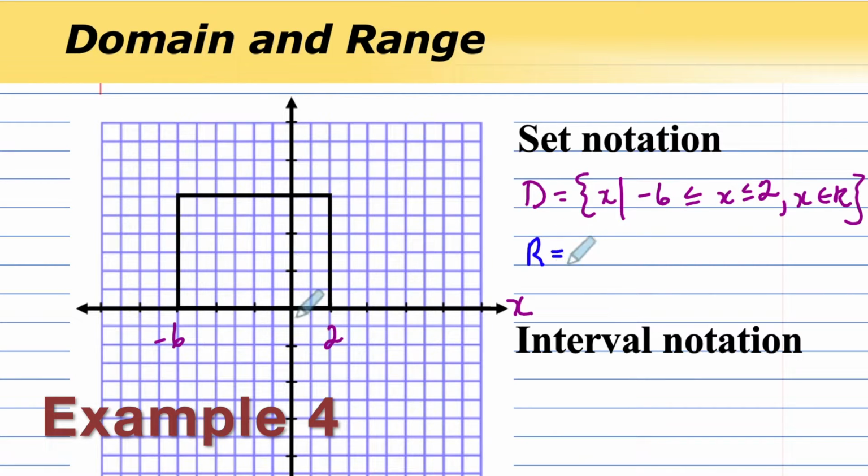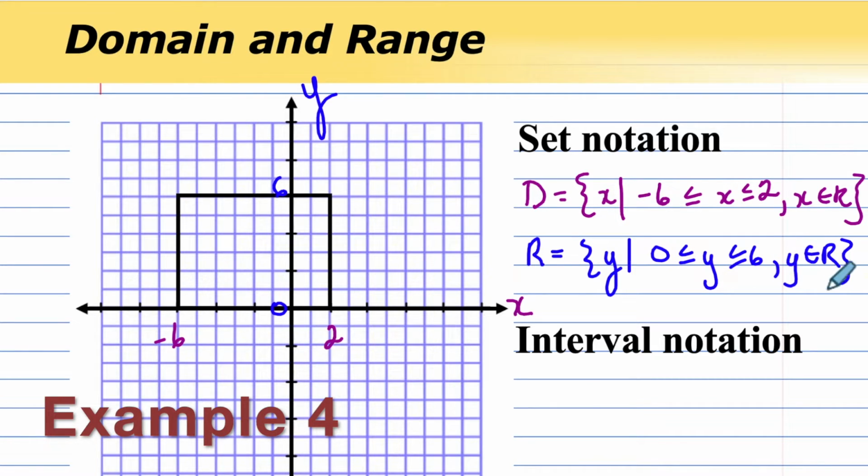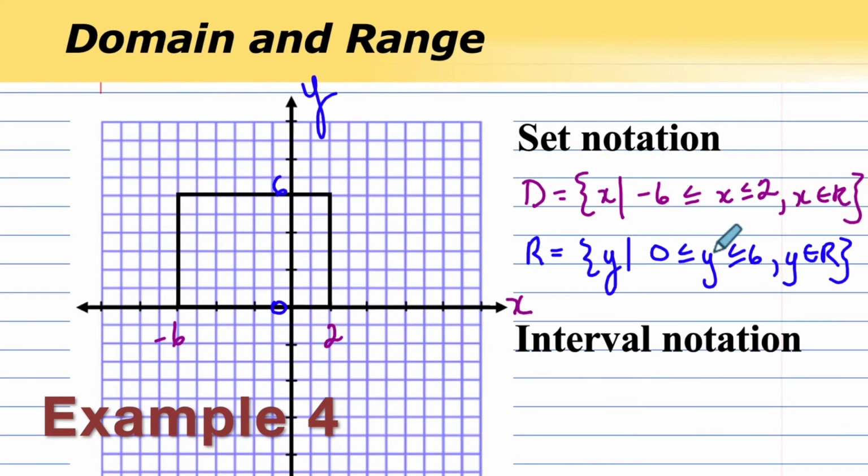For the range, we go from 0 to 2, 4, 6. We say y is such that 0 is less than or equal to y, which is less than or equal to 6, comma, y is an element of the reals. We need the equals underneath these signs because the values are included, because 6 is included and 0 is included. We say that all of the y's are greater than or equal to 0 and less than or equal to 6.